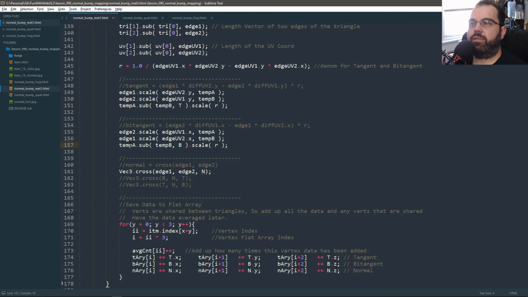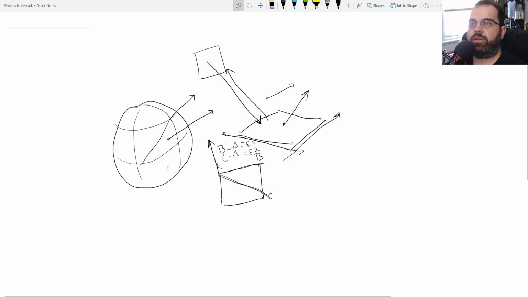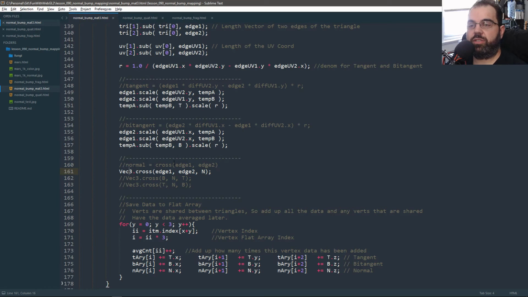Temp B. Oh yeah, it gets saved into B. Gets saved into T. I was like, where's everything being saved into? So these are the final versions. And then, like I said, by doing that cross product with the edge 1 and 2, you get basically your normal. So like when I illustrated that extra line I created going straight up here, that's basically our normal. That's the normal direction. And everything else that we calculate beforehand is our tangent and bitangent.